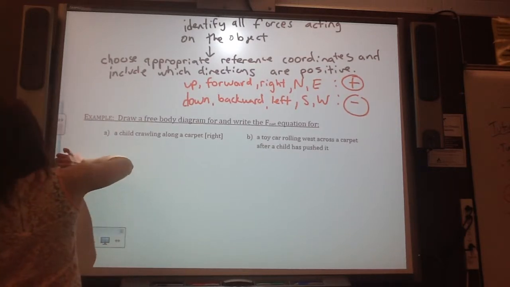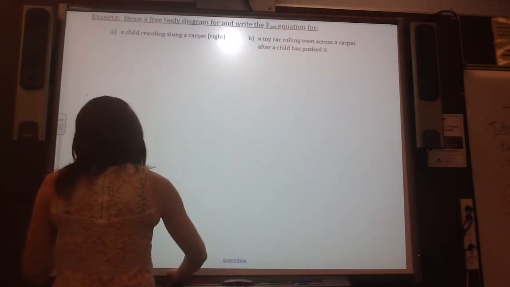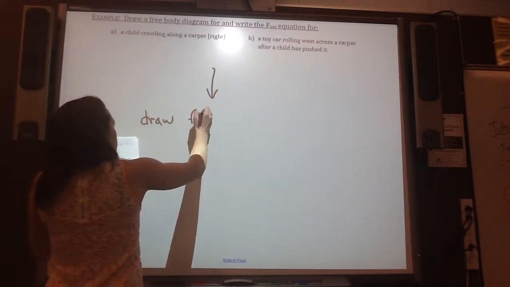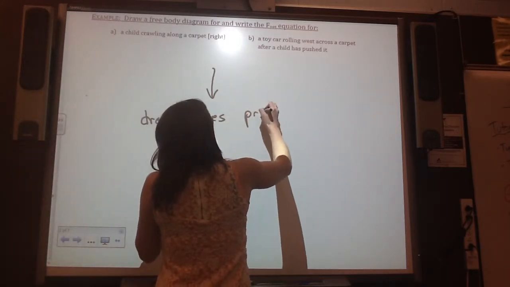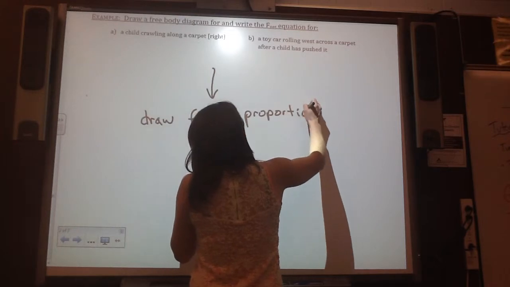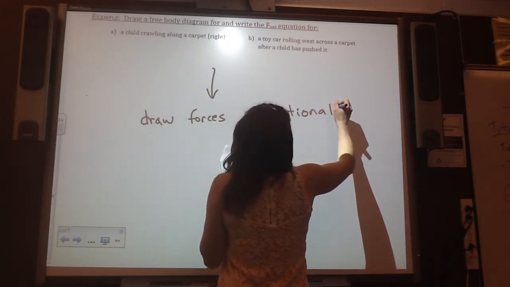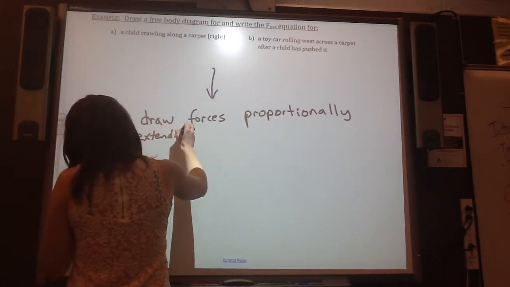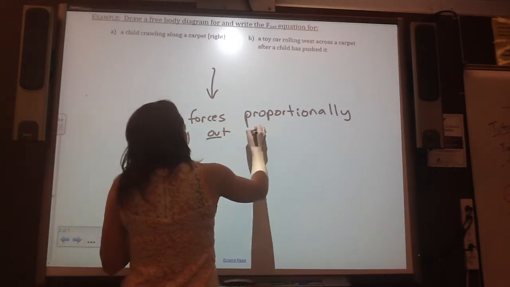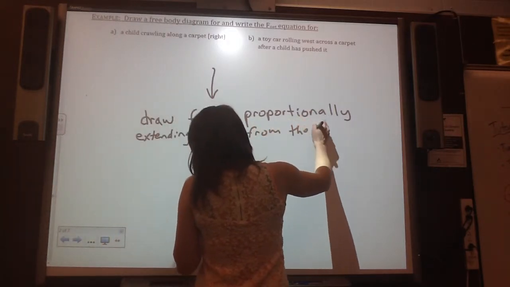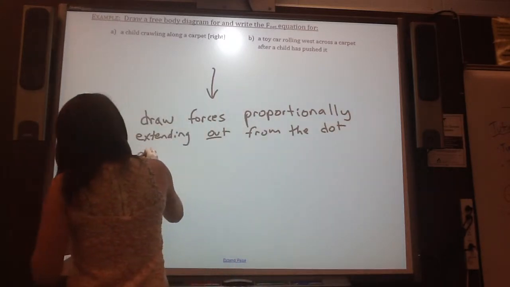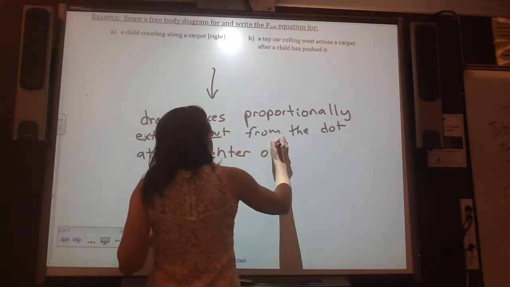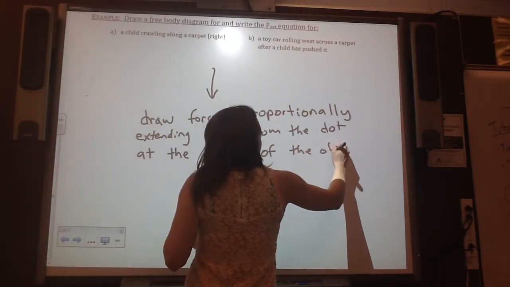There's still one more arrow, I ran out of room. So then the last thing is that you draw forces proportionally extending out from the dot at the center of the object.